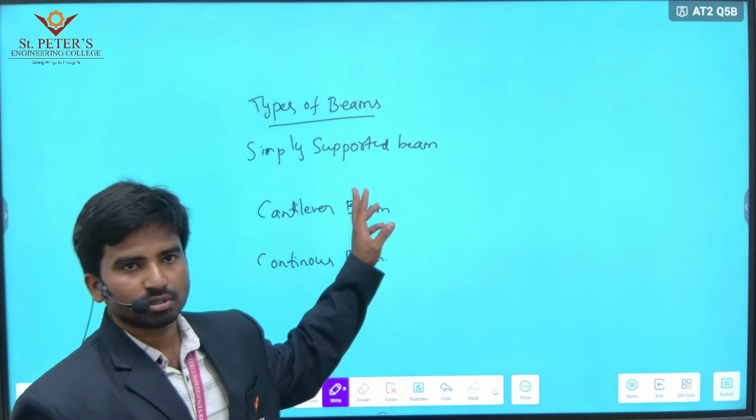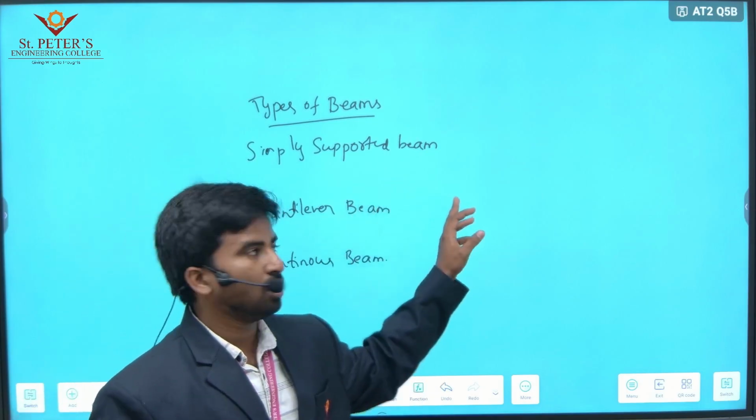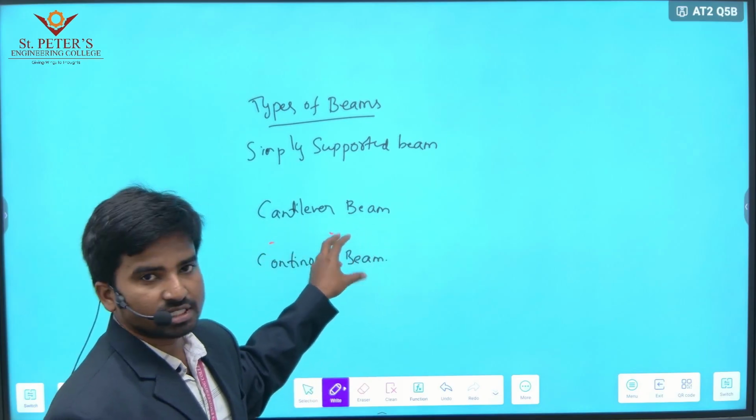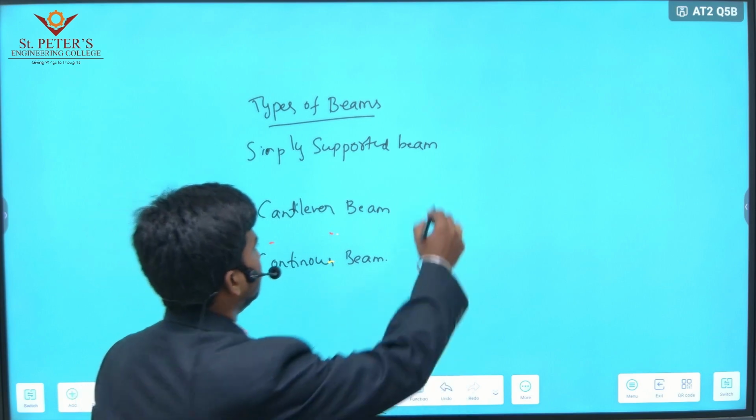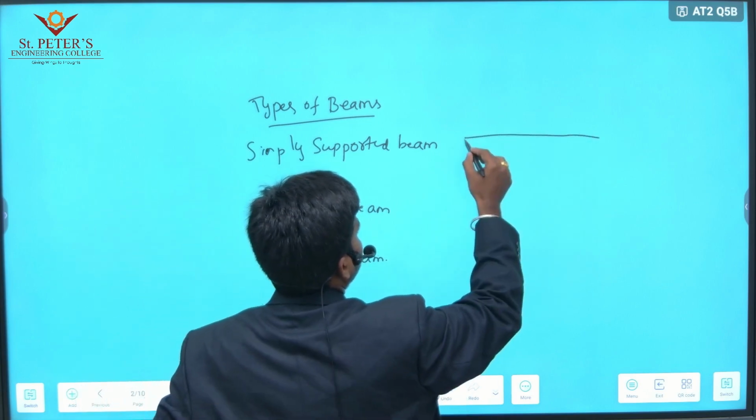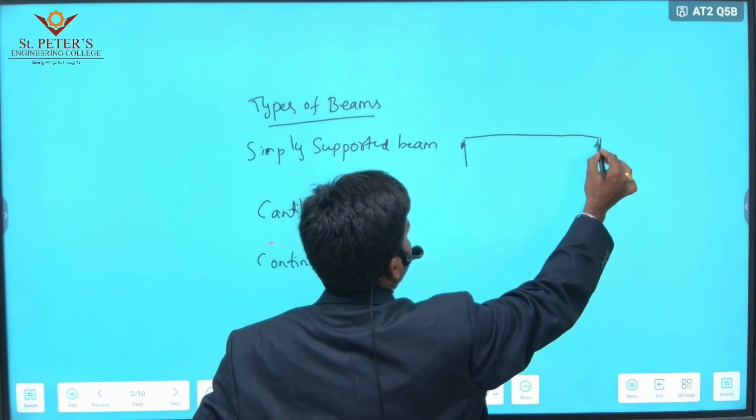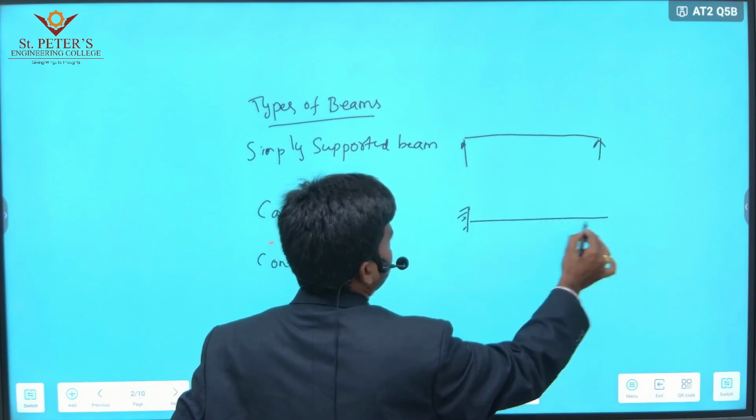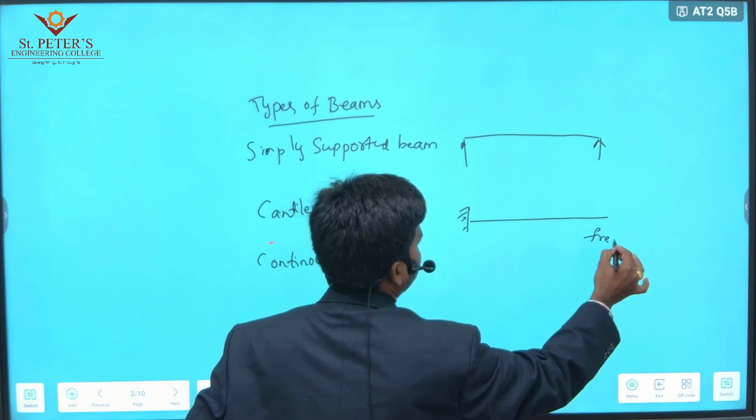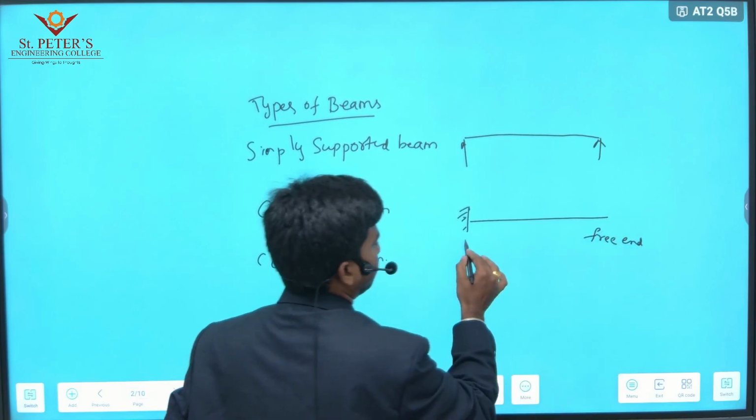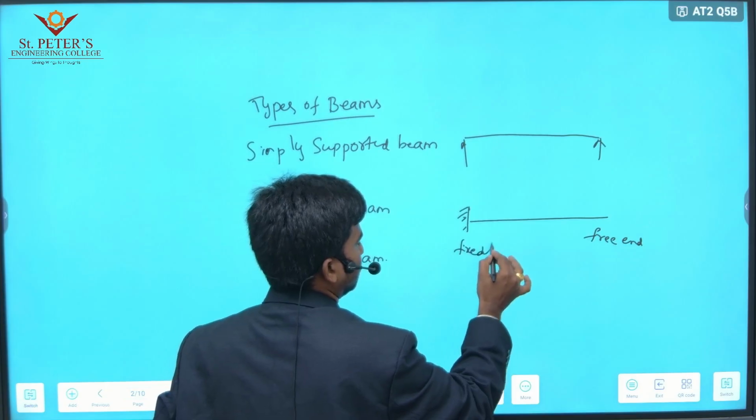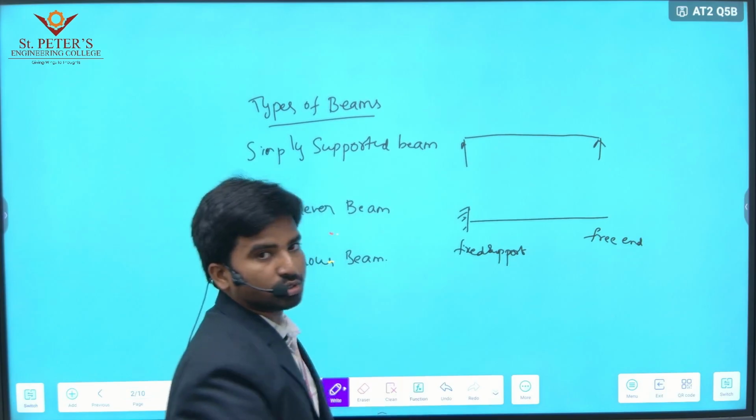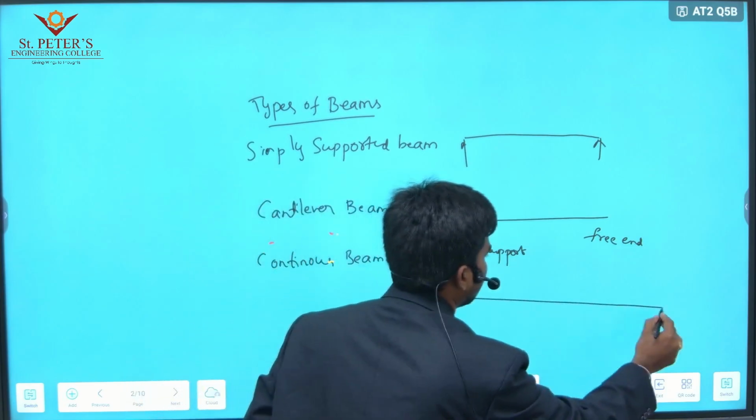Simply supported beam means a beam rests on two supports, and cantilever beam is one end is fixed, other end is free. This is the free body diagram. This is free end. This is fixed support. And continuous beam, more than two supports is known as continuous beam.